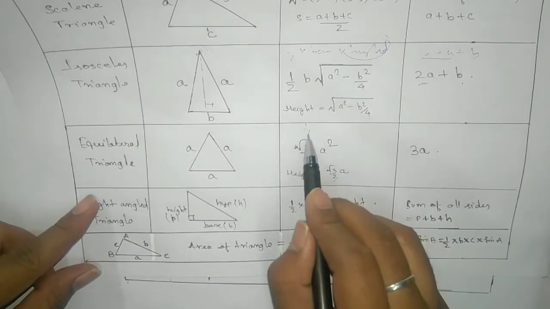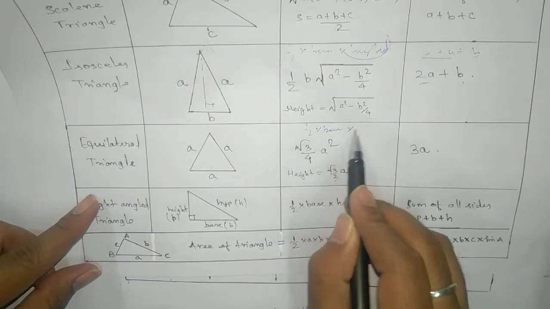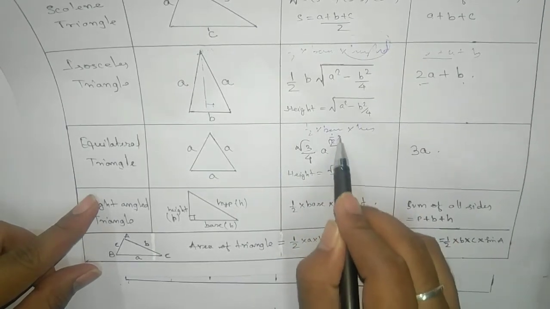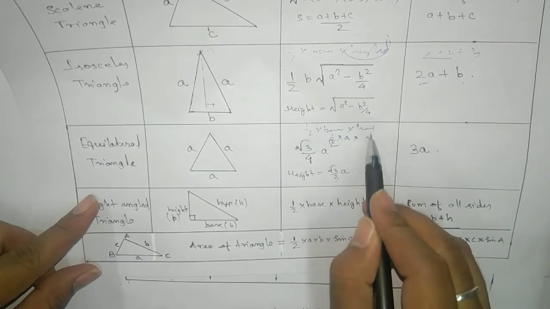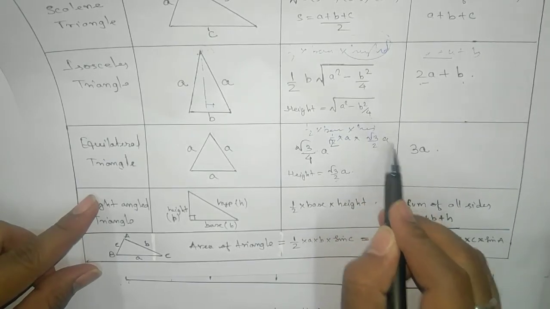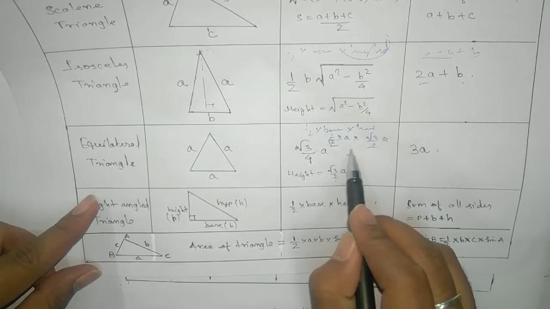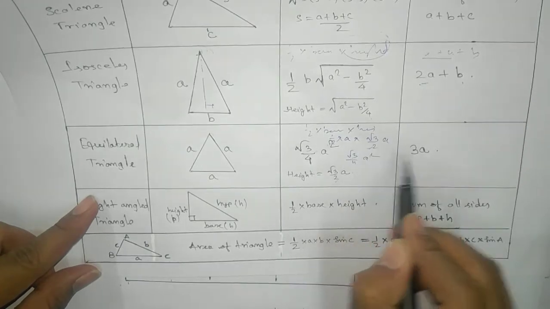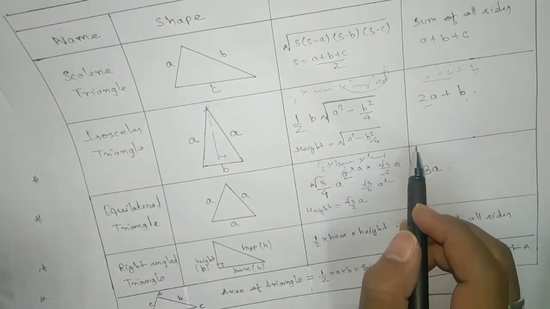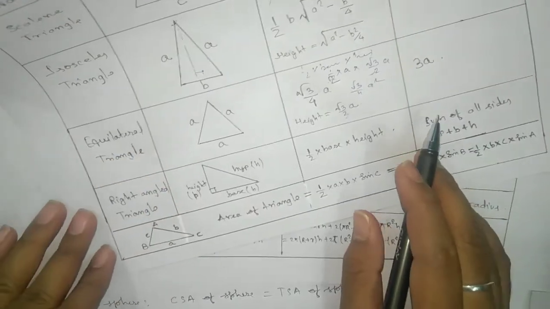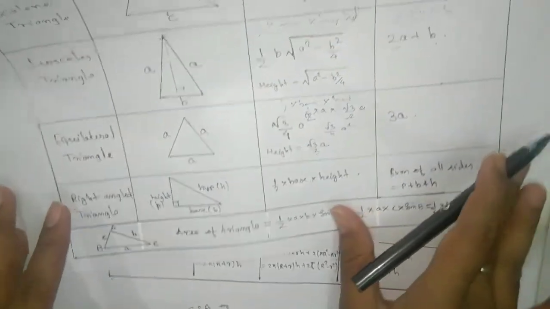So if we again see half into base into height, here half into base is a and height is root over 2a, that means we are getting 2 into root of 4a square. And perimeter means 3 into side, all are equal, that's why we are multiplying here.